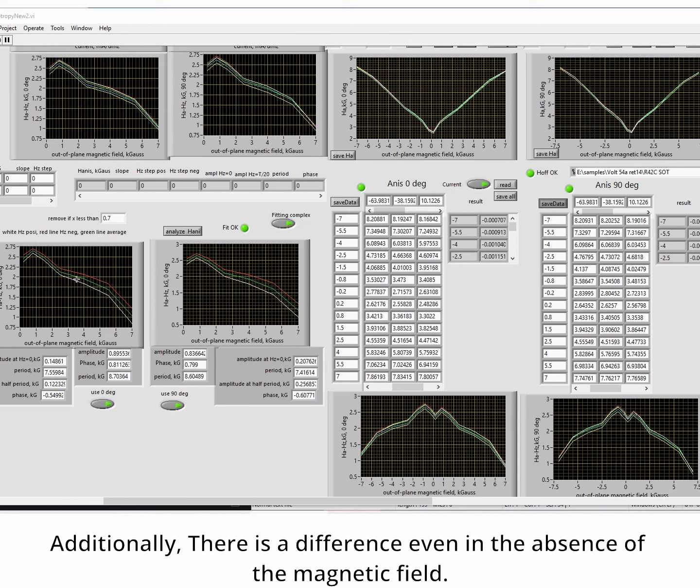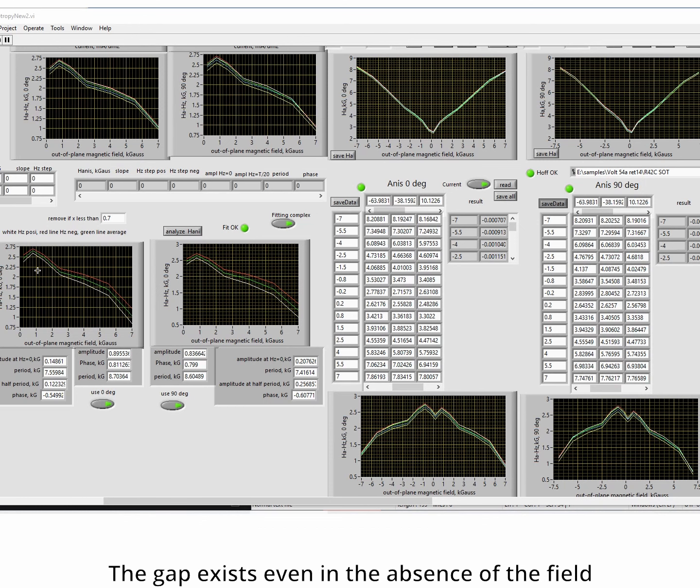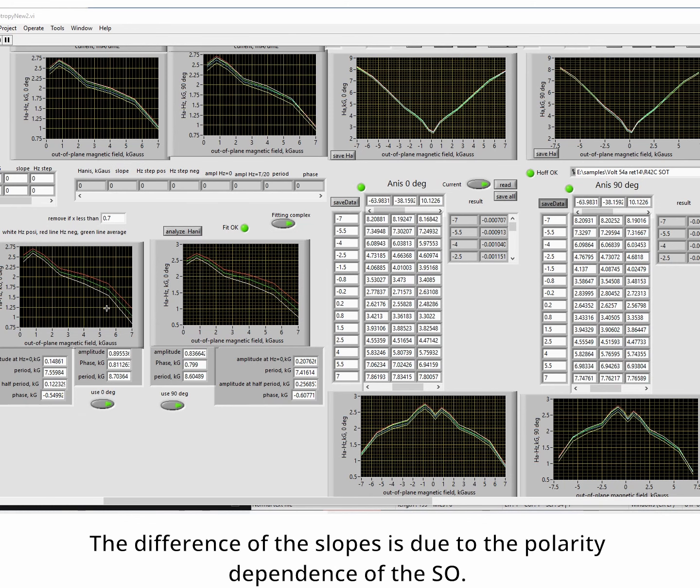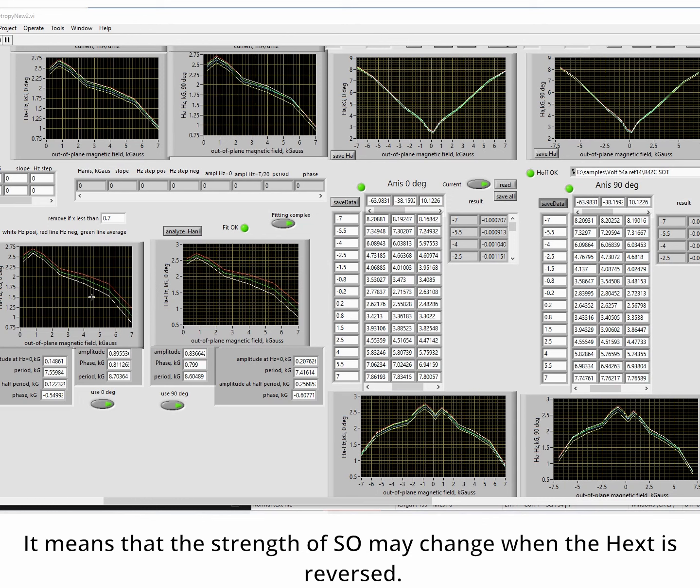Additionally, there is a difference even in the absence of magnetic field. The gap exists even in the absence of field, or more precisely, at a very small field. These are two important measured data which have different origins. The difference in slopes is due to the polarity dependence of the spin-orbit interactions. It means that the strength of spin-orbit interaction may change when the external magnetic field is reversed.